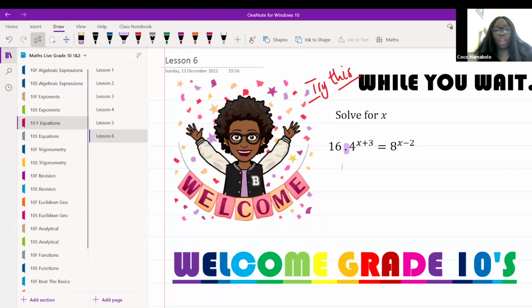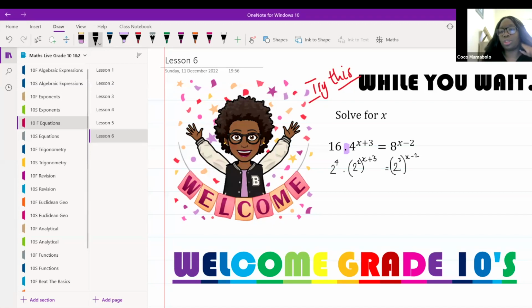All right, peeps, let's have a quick look at the answer to this question. In this particular question, because we know that we need the same base everywhere, we're going to write every one of these numbers as a product of their prime factors. So over here, we're going to get 2 to the power of 4 multiplied by 4, which can be written as 2 squared, but remember that 4 was also to the exponent of x plus 3, is equal to, and on the side I've got 8, which is 2 cubed, to the power of x minus 2.